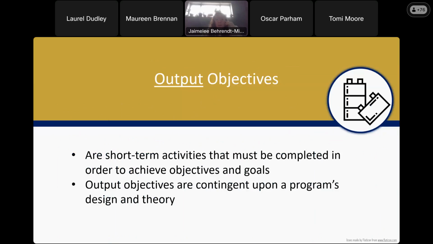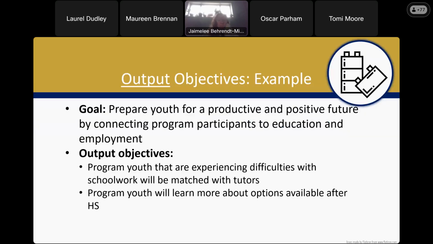And so let's talk about the output and the outcome objectives. The output objectives are really short-term activities that need to be completed in order to achieve your objectives and goals. And these really are contingent upon your program's design and your program's theory. And so these are really the reasons why your program is going to achieve its goals after you implement all of your various activities. So we'll get into an example to show what this looks like in practice.